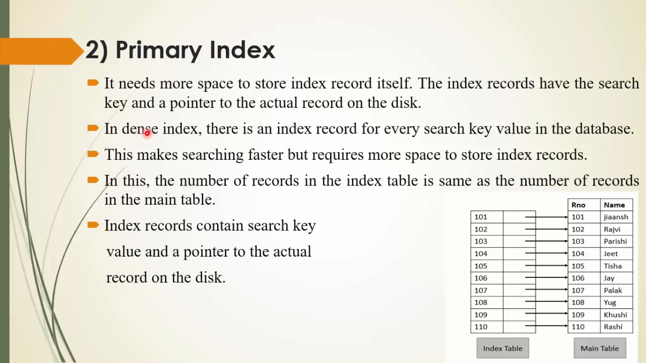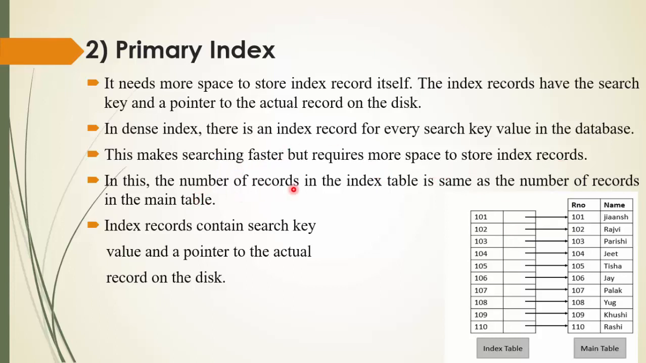Clear? In a dense index, there is an index record for every search key value in the database. This makes searching faster but requires more space to store the index records. Suppose we want to find the record 105, so we can find 105 directly. Here we have a connection between the index table and the main table. But it takes more space to store the records. So searching is fast, but it takes more space to store the records.